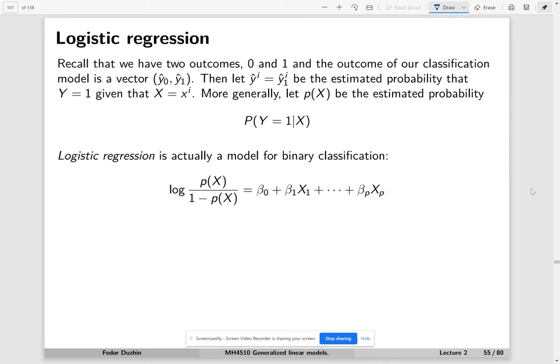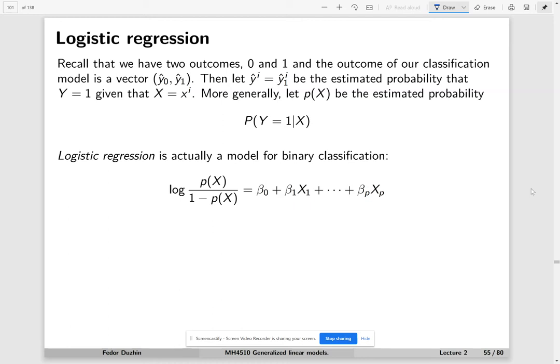Now, logistic regression is actually a model for binary classification. This is important, so I'm going to repeat it. It's not a regression, it is a classification model. It is called regression, but it is actually a classification model. What we do for logistic regression is fit a linear regression for the log odds of our P of x. That's the idea. But sorry, it's not exactly the idea. That was the original idea, but then we're going to change it a little bit.